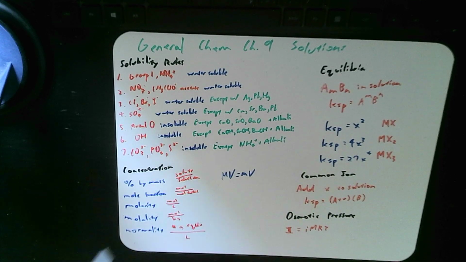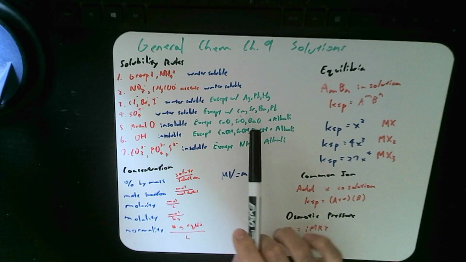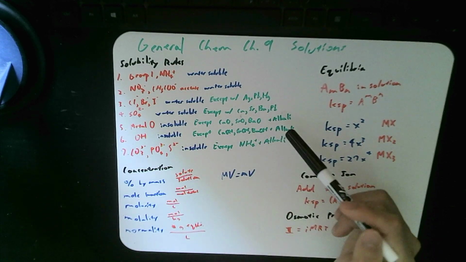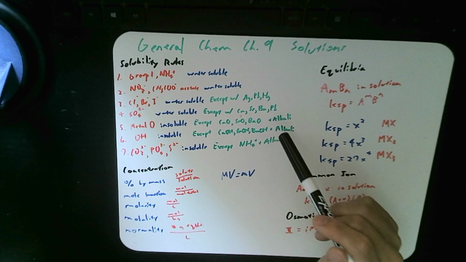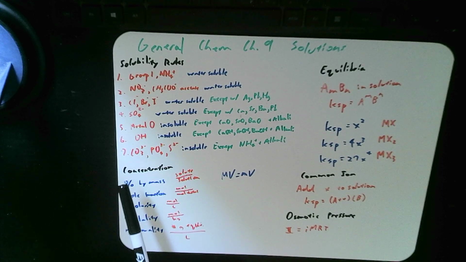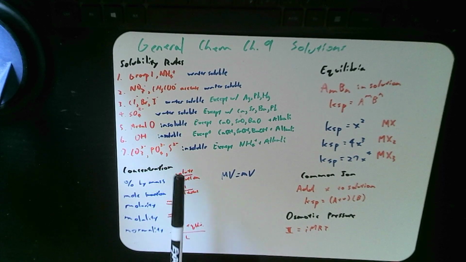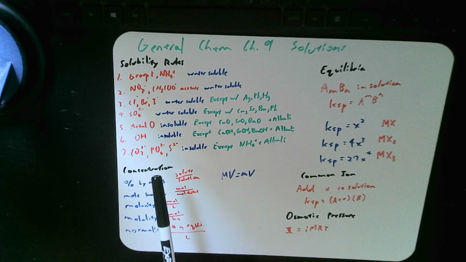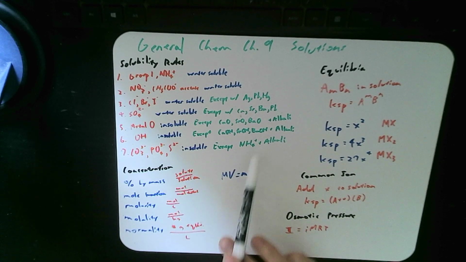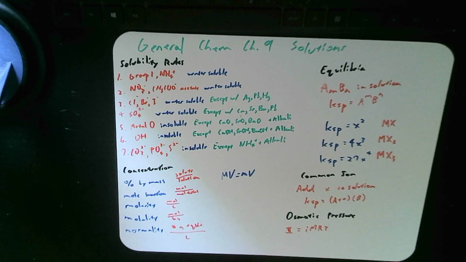Anything hydroxide is also insoluble. Think about NaOH, right? Except with calcium hydroxide, strontium hydroxide, barium hydroxide, or alkali metals. So you can see a similar pattern here. Alkali metals, whatever they bind to, are water soluble. The carbonate and phosphate, as well as sulfate, sulfide is insoluble except with alkali metals or ammonia.